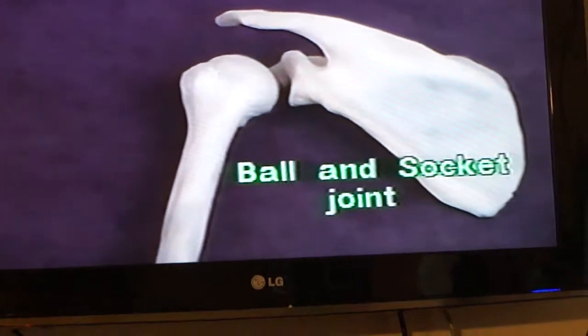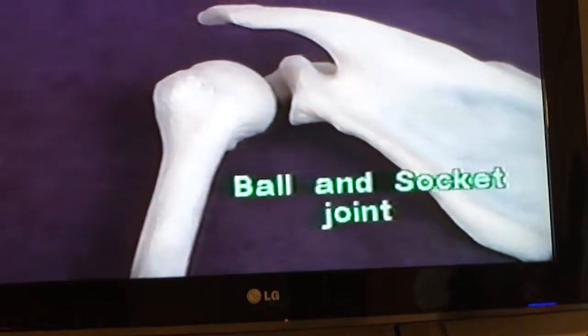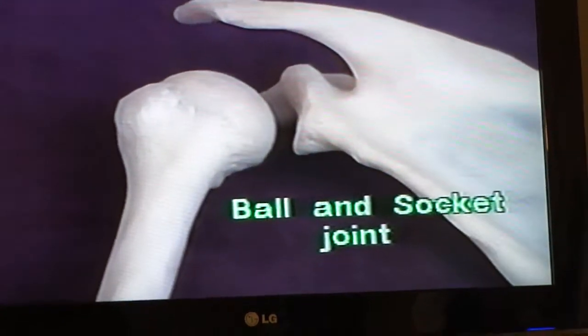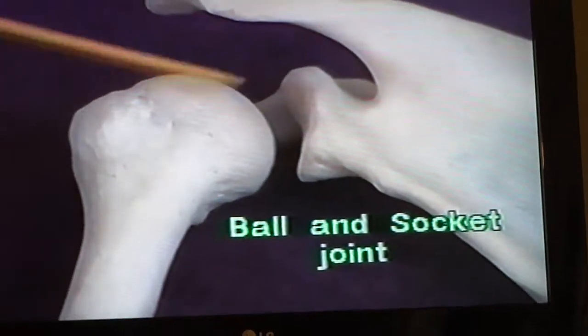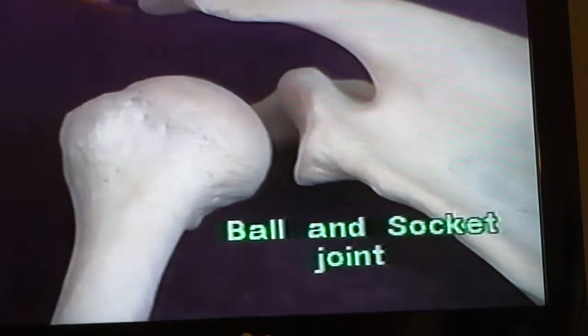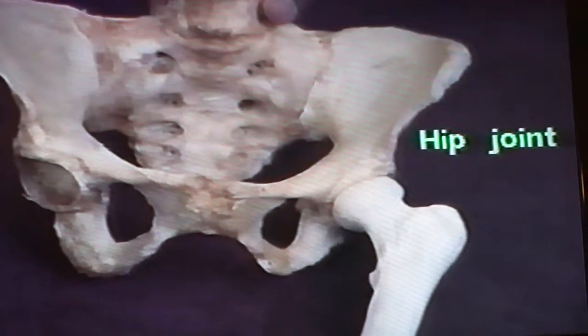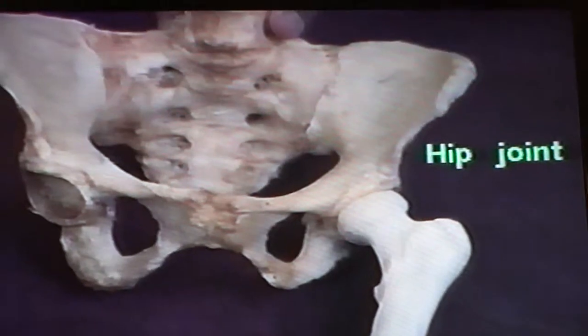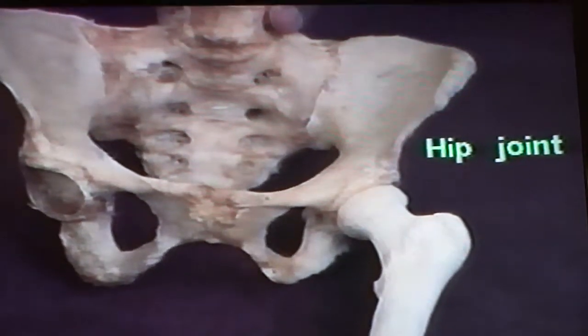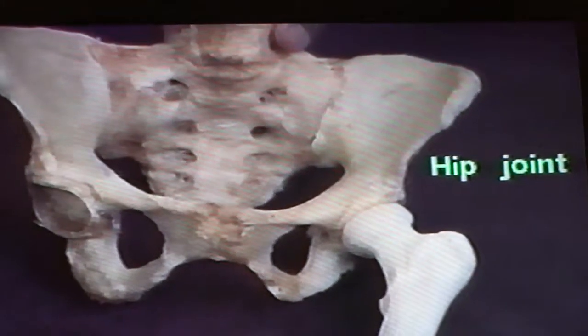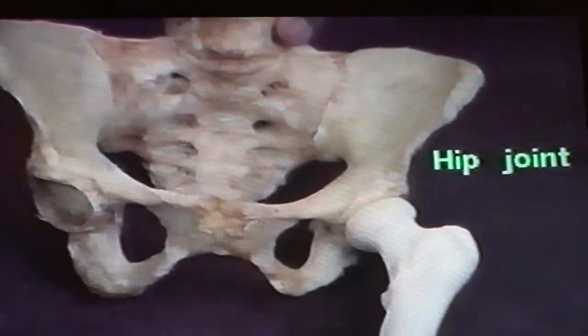The ball and socket joints permit the widest range of movement. This joint, in which the head of the humerus articulates with the glenoid fossa of the scapula, permits movement in all directions, including rotation of the humerus along its long axis. The hip joint is also a ball and socket joint, but it is more adapted for stability. The range of movement permitted is restricted by the shape of the articular surfaces and the placement of the muscles and ligaments associated with the joint.